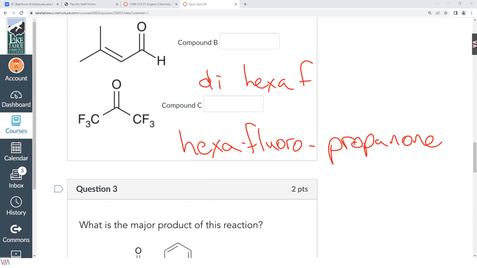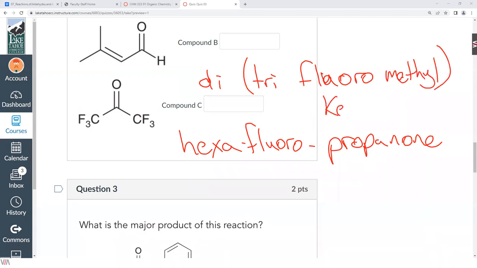So, and that happens. I didn't really even learn the old school way of naming ketones until I taught this class. My school had switched over to IUPAC names fairly early, but so di tri fluoro to methyl. Yeah.